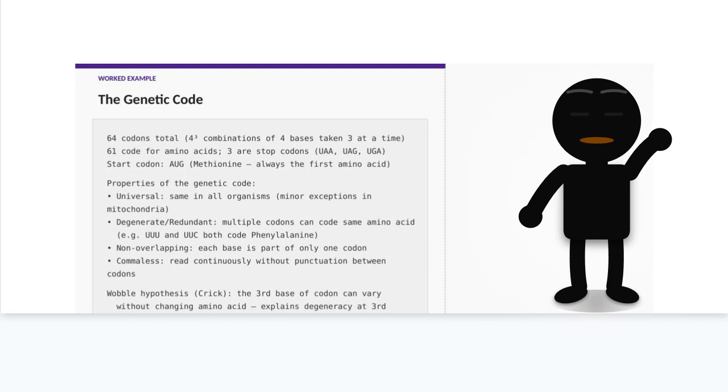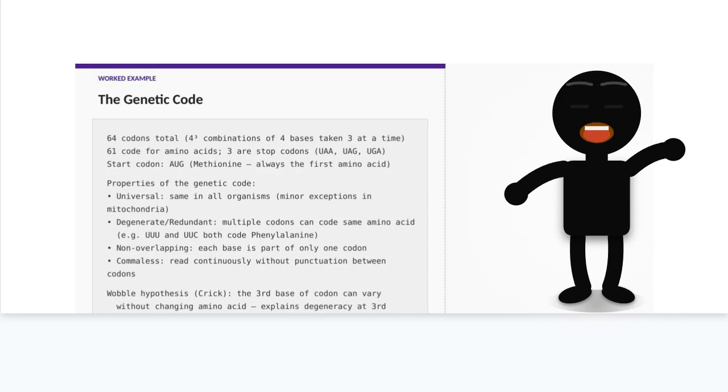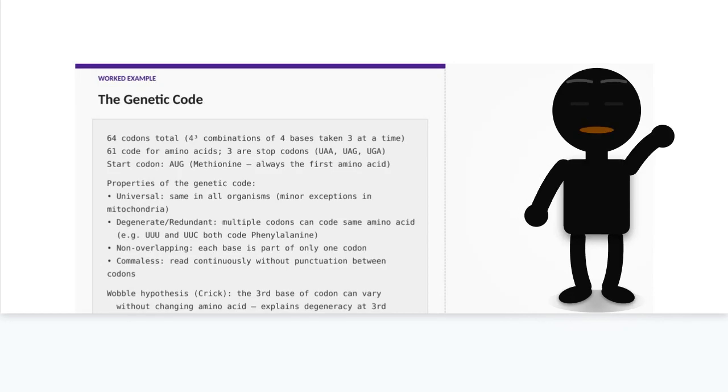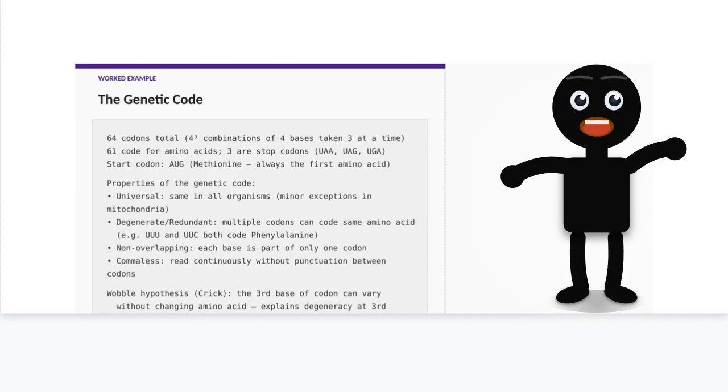The start codon AUG not only begins translation but also codes for methionine, so all polypeptide chains begin with methionine, which may later be cleaved. The 3 stop codons UAA, UAG, UGA do not code for any amino acid, they signal termination. Crick's wobble hypothesis explains how a single tRNA can recognize multiple codons. The third position of the codon allows non-standard base pairing.